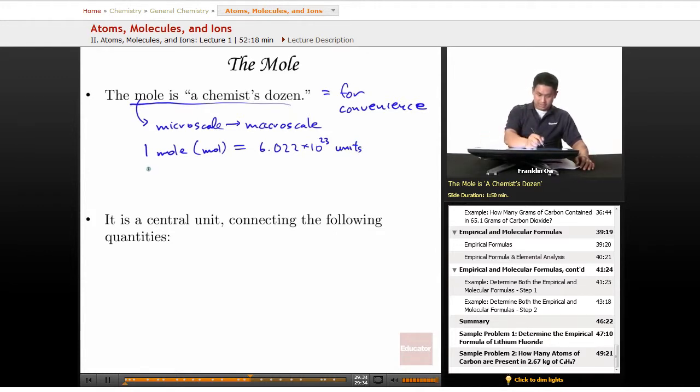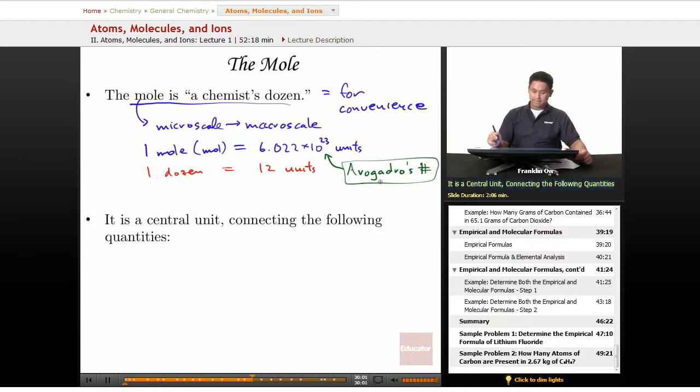So this is equivalent to saying 1 dozen is equal to 12 units of whatever you are measuring. Again, our dozen, the chemist's dozen, is what we call the mole. And this is probably a number you have to memorize, I'm pretty sure. And 6.022 times 10 to the 23rd is what we call Avogadro's number. Now, the mole we're going to find is a central unit, and it can connect the following quantities.